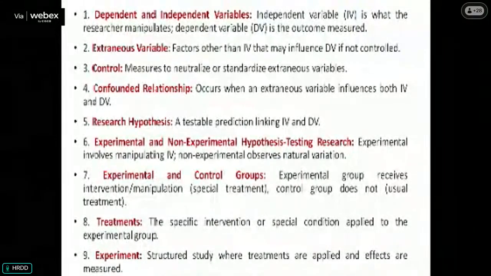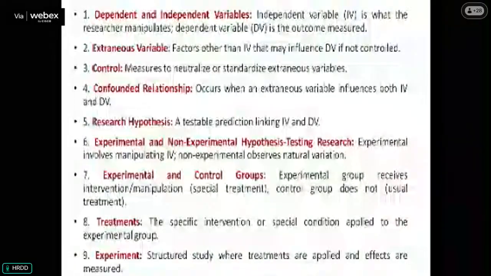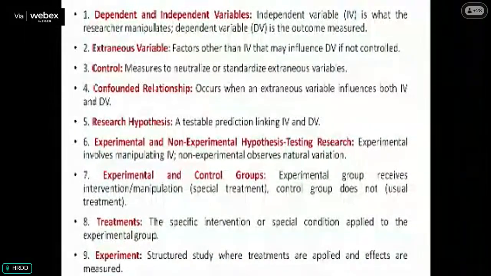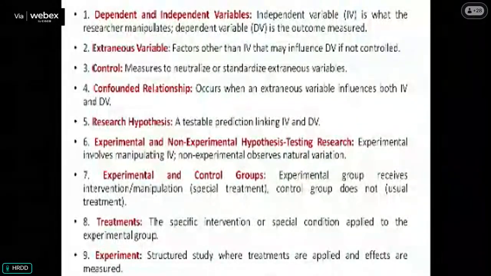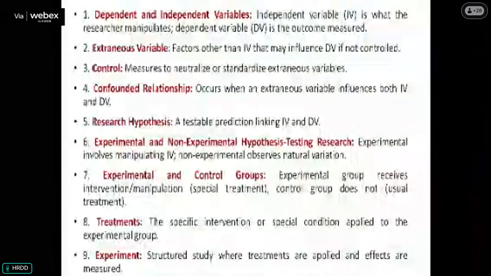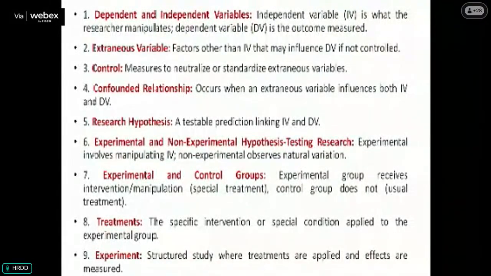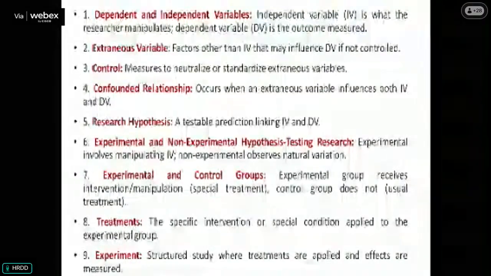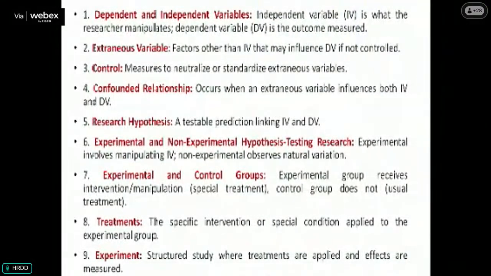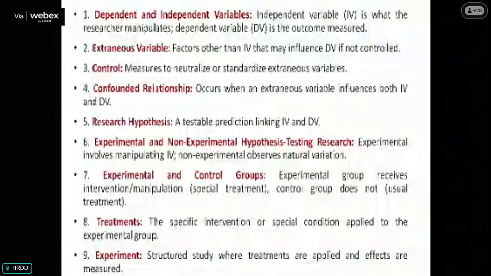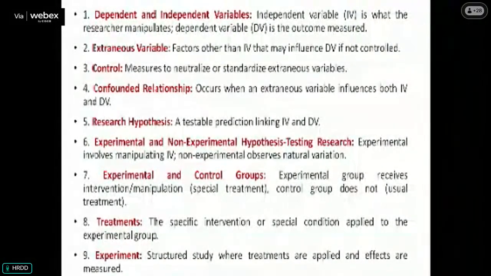Confounded relationships occur when an extraneous variable influences both the IV and DV, both the independent variable and the dependent variable. If an extraneous variable affects both, then we say we have a confounded relationship. Then the research hypothesis, we did a complete class on it. That is a testable prediction linking the independent variable and dependent variable. That is your research hypothesis, which you have already proposed. Experimental and non-experimental hypothesis testing research means that now you have the research hypothesis, you will do an experiment to test it, or you will not do an experiment but test it with the help of observation. Either way, it is hypothesis testing, through experiments or without experiments.